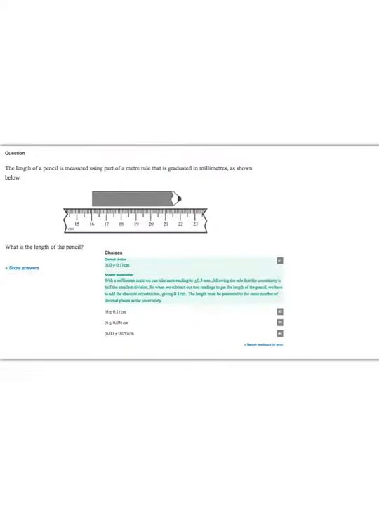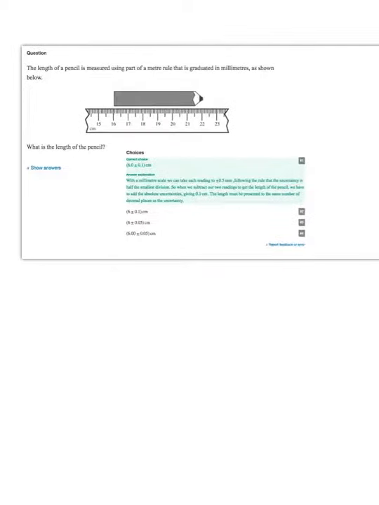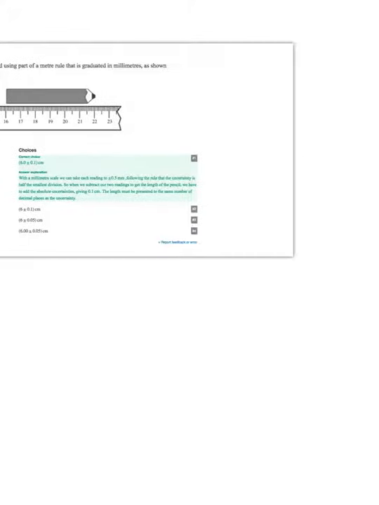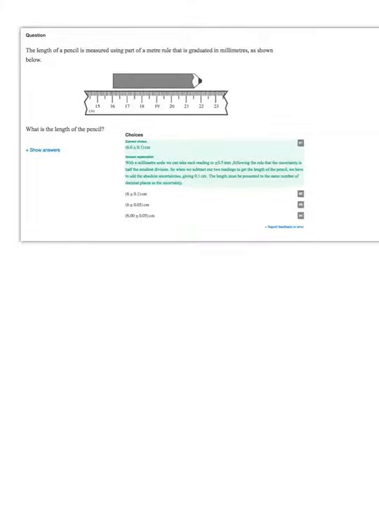Question 2. The length of a pencil is measured using part of a meter rule that is graduated in millimeters as shown below. What is the length of the pencil? Well, the total length of this pencil has to be worked out using a calculation, because you need to do a subtraction. If that is where the pencil ends, and this is where it starts, you've got two values. I'm going to zoom in to try and work out those values.